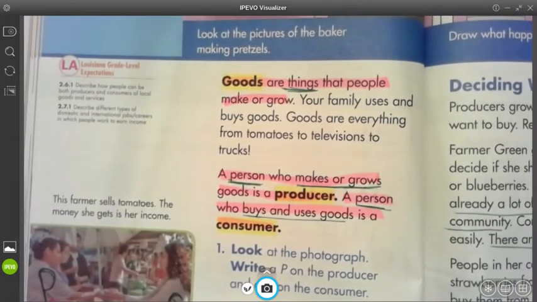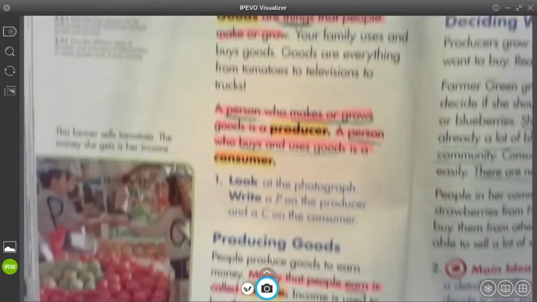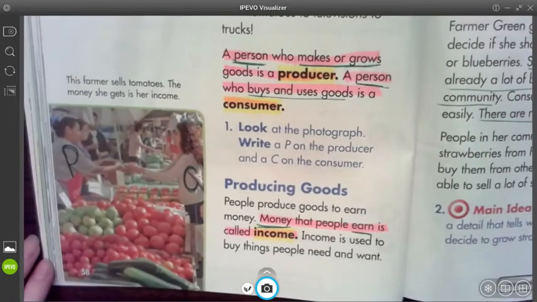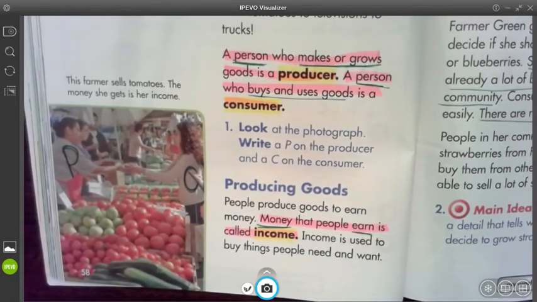Then we had two types of people, producers and consumers. So producers make or grow the goods. We kind of talked about, think of a movie producer, they make the movies. So I kind of help you remember that. And a consumer is all of us. They are people who buy and use goods. So some people can be producers and consumers because they're making things, but they also have to buy things for their family too. And then the last vocab word was income, and that is money that is earned.